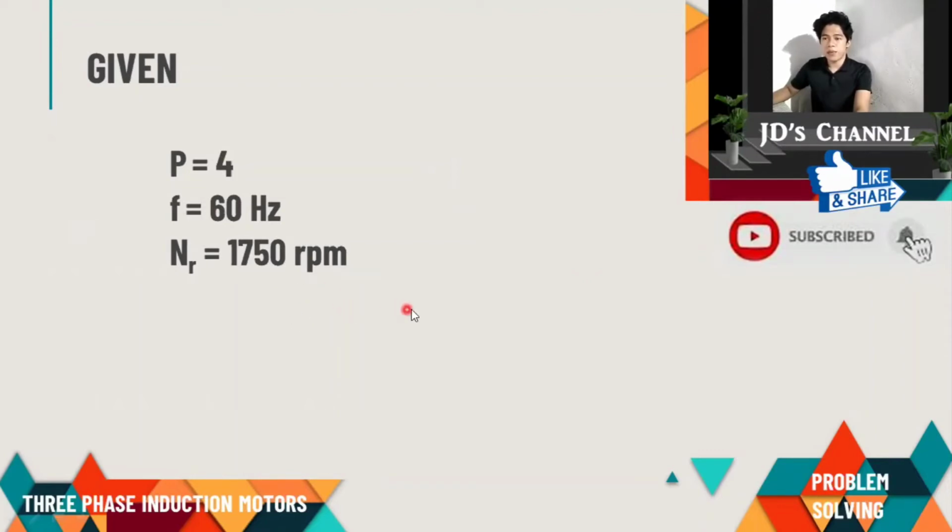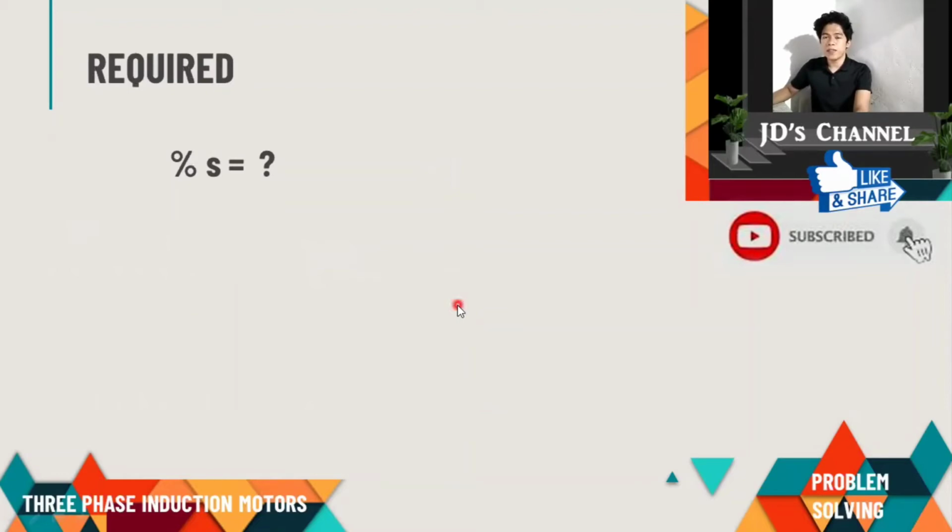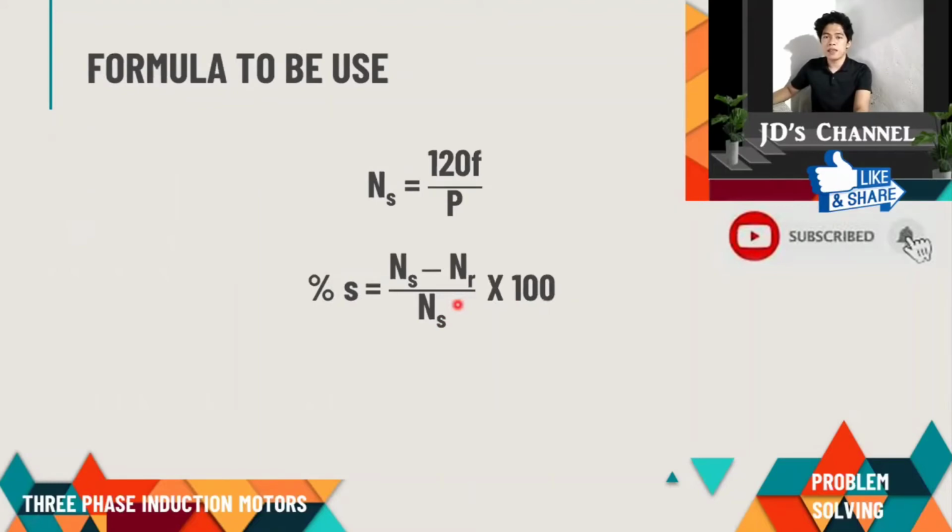So let's go to the required. So the required is the percent slip, and the formula to be used is we first get the synchronous speed, which is 120F over P, and then pag nakuha natin yung class, isa-substitute na natin dito sa ating formula for the percent slip, that is NS minus NR, since meron naman tayo ng value ng NR, and then over ng NS. So multiply lang natin yung ating makukuha, kasi nakadecimal yung unang makukuha natin, multiply lang natin by 100 to make it yung naka-percent, kaya percent slip.